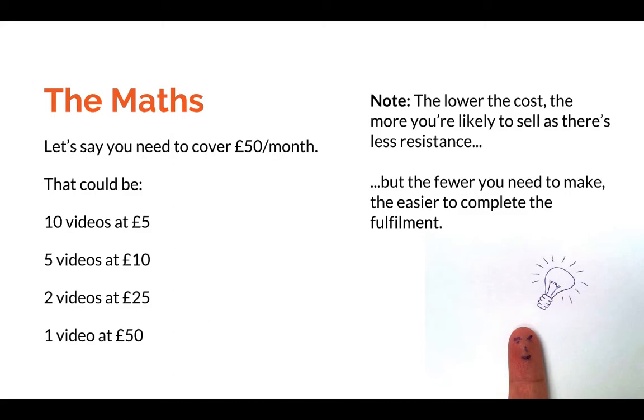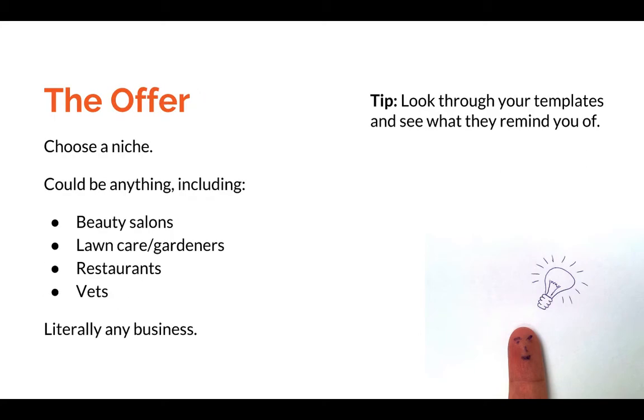First come, first served. Gives it a bit of scarcity, a bit of urgency. They're not going to think about it for a few days. When they're gone, they're gone. That's that. Okay, so that's the maths. Here's the offer. First off, you need to choose a niche for that month. Okay, so you're not going to hammer the same niche every month. So literally for this niche, it is a one-time offer. So for example, beauty salons. I'm going to do a logo or something for a beauty salon, or a gardener, or restaurants, you know, vets, literally any business, anyone who does anything on social media.